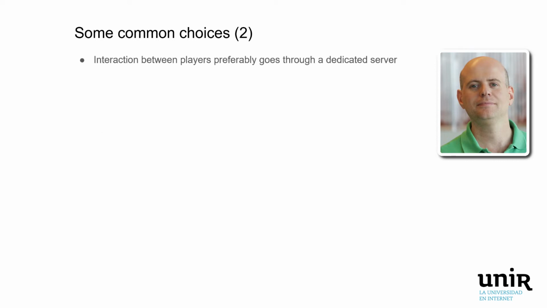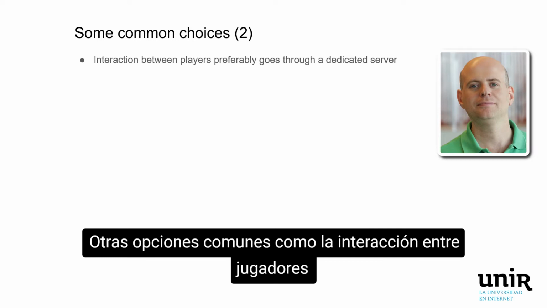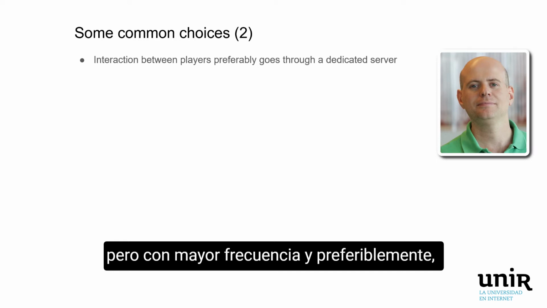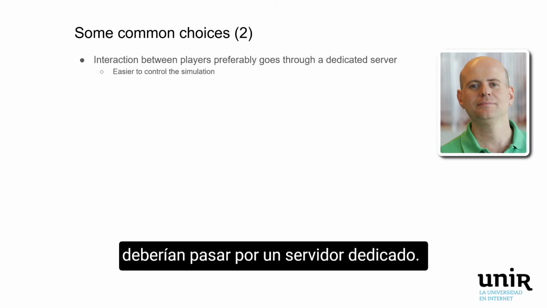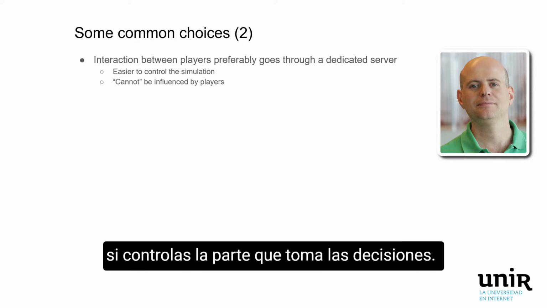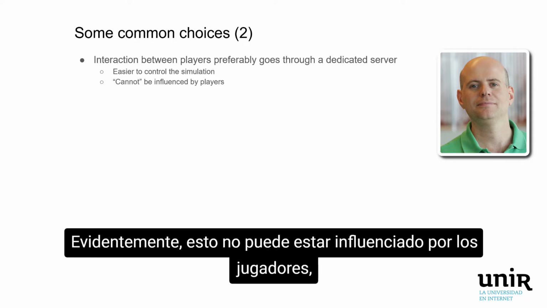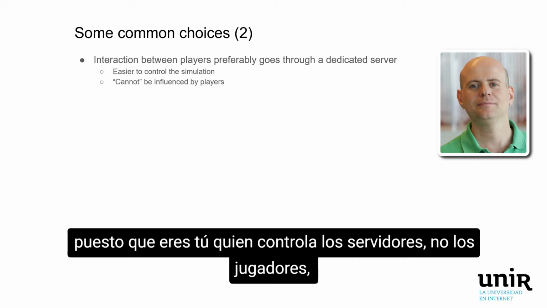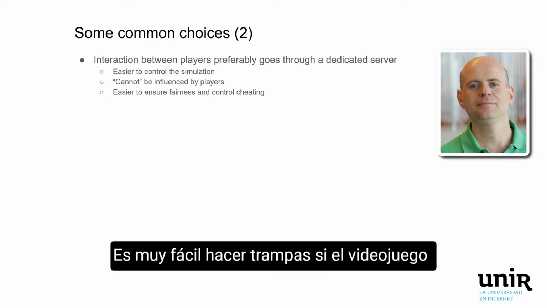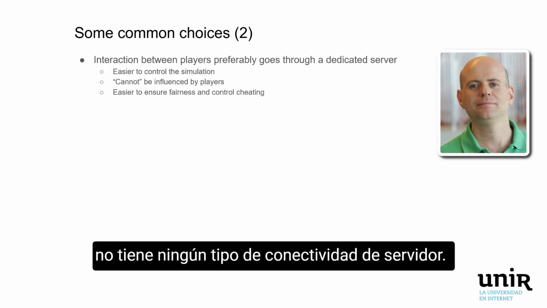Some other common choices: the interaction between players is sometimes peer-to-peer, so the players are connected to each other, but more often and preferably they should go through a dedicated server. It's a lot easier to control what happens in the game if you control the part that decides what happens. Obviously, it cannot be influenced by players because you control the server and players don't. And also, it's a great way to ensure fairness between players. It's very easy to cheat if the game does not have any kind of direct server connectivity, right?